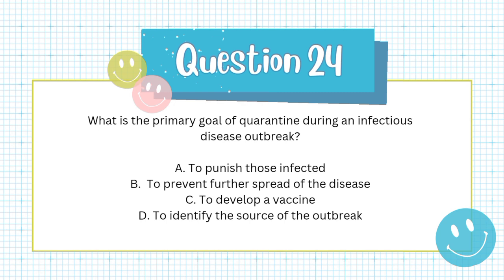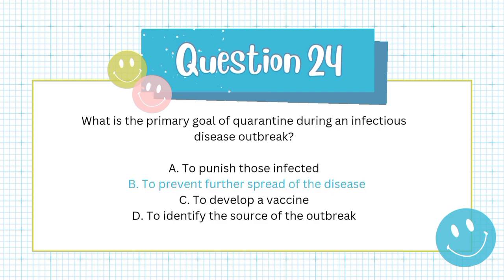24. What is the primary goal of quarantine during an infectious disease outbreak? A. To punish those infected. B. To prevent further spread of the disease. C. To develop a vaccine. D. To identify the source of the outbreak. The correct answer is B. To prevent further spread of the disease.